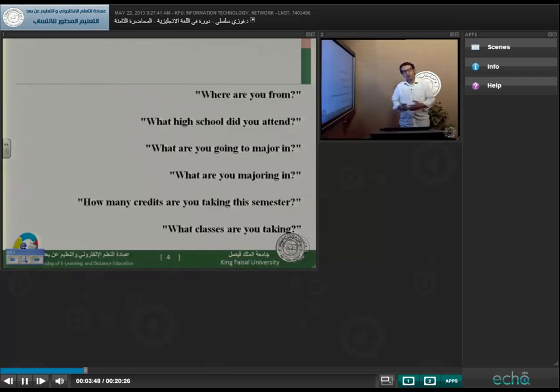Okay, so these are some examples of making small talk. When you first meet people, for example, in the university, you say, "Where are you from?" You meet a new student. It's your first day in the university. You go to register and you see other new students. You look at them, they look at you, and you say, "Where are you from?"